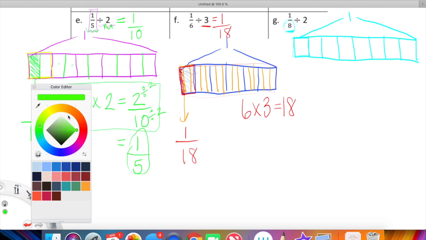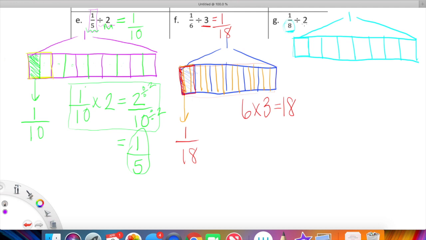Let's grab a color that I haven't grabbed yet. I'm going to divide that 1/8 by 2. I'm dividing all of my 1/8 into 2 equal groups. And ultimately what we're looking for, you guys, is what is this fraction?